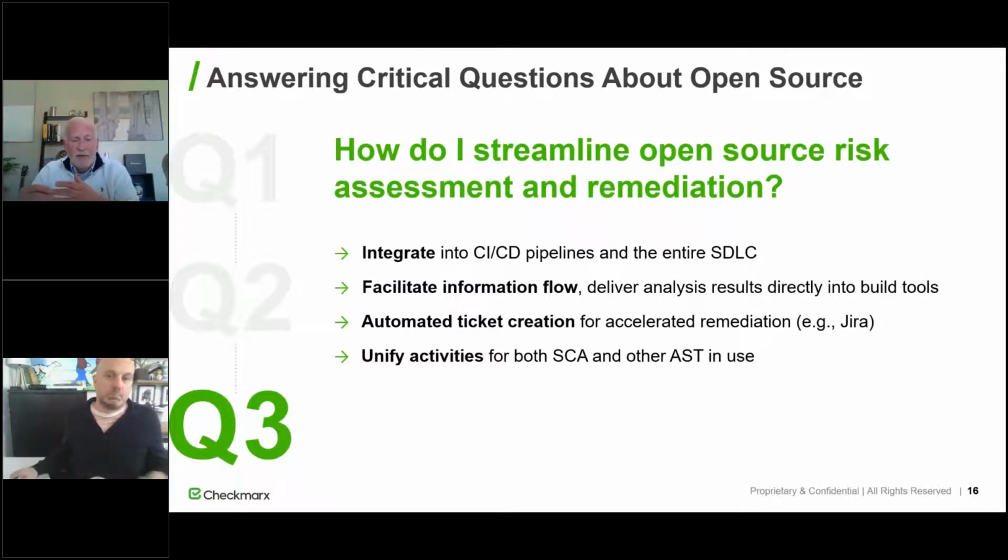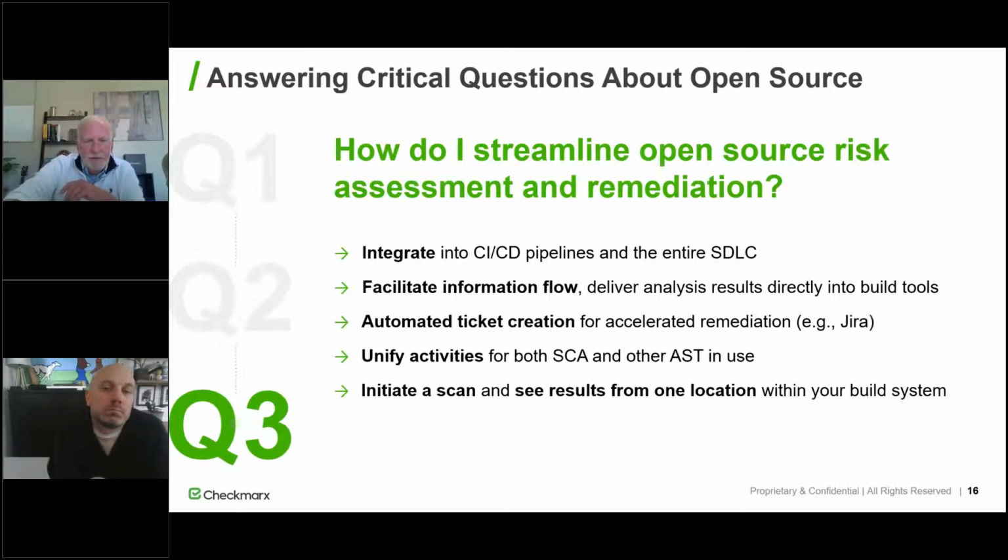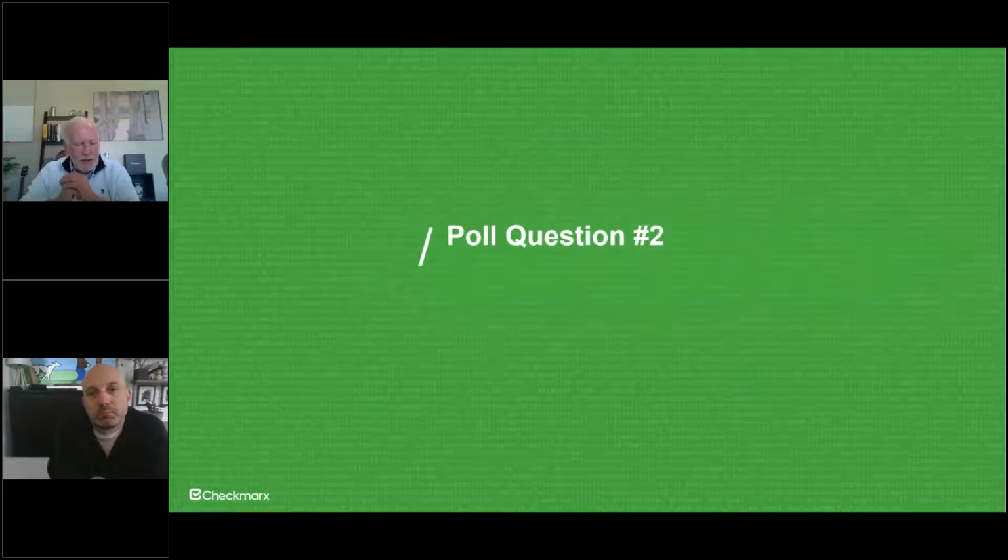And then also interactive application security testing, which is sort of the new kid on the block, which is IAST, and really understanding how do I unify all of these security technologies, because they all do different things at different times during the SDLC, and understanding how I can unify those activities. And then initiating a scan, see the results from one location within your build system. And James is going to be just touching on that real briefly as well in the next section.